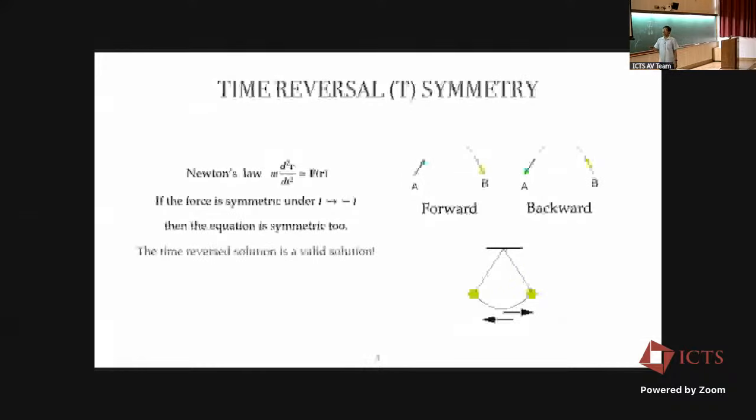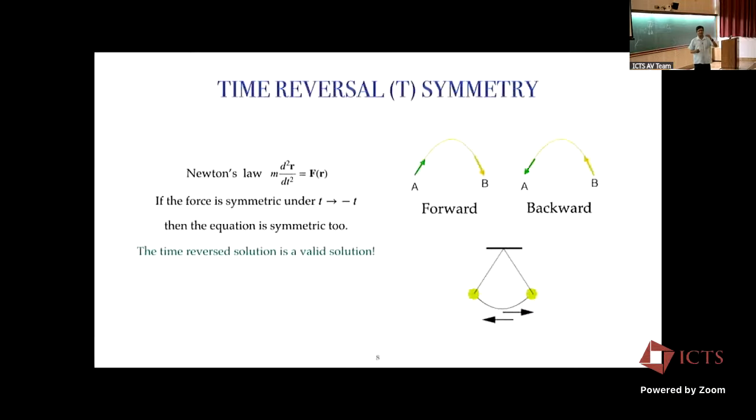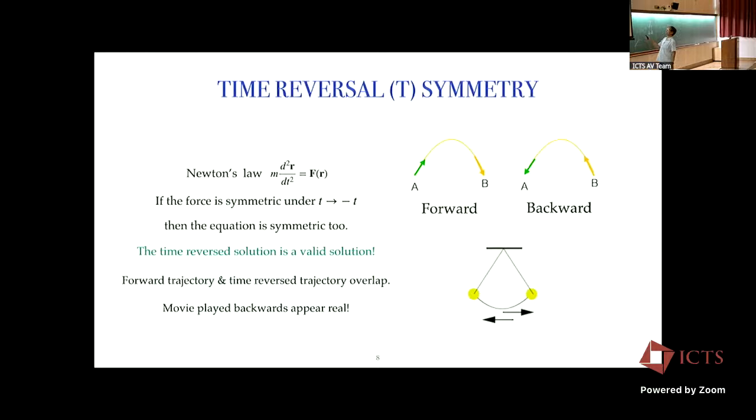So now if we have a solution R of T for this particle, then if I reverse the trajectory, the example is here. In vacuum, I have a projectile going from A to B. Okay, so it's a parabola. Now, if I reverse the velocity at B, then it will follow exactly the same trajectory. This is a simple example, but even for complicated trajectories, a reverse trajectory will be a solution. It's a valid solution. Or we can say that if I play the movie backward, then we cannot differentiate. We can't say that this is a fake movie. So that's a test for time reversal symmetry.